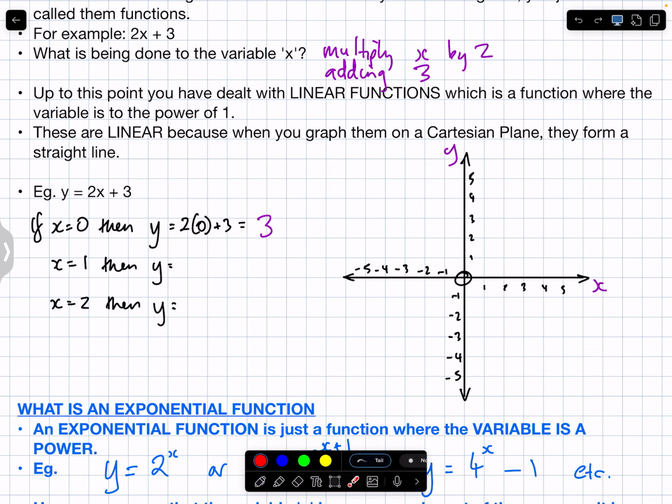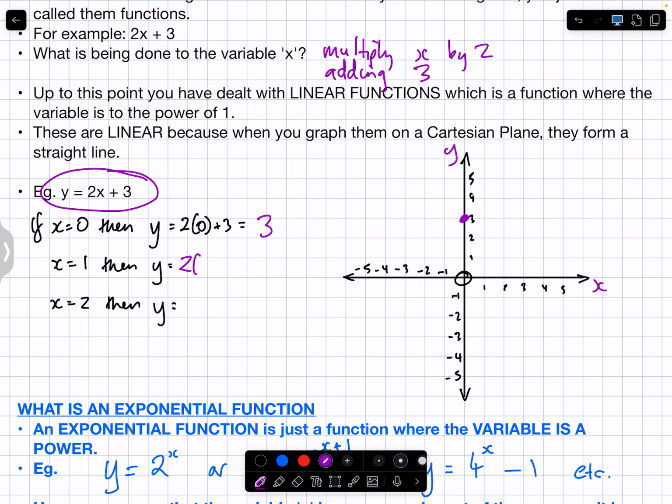If I start here, would I go up or down? Up how many? 0, 3 is there. So that's my first dot. When x is equal to 0, y is equal to 3. That's just a dot. I don't have a line yet. Let's do the same thing for x is equal to 1. I'm going to put x is equal to 1 into 2x plus 3.